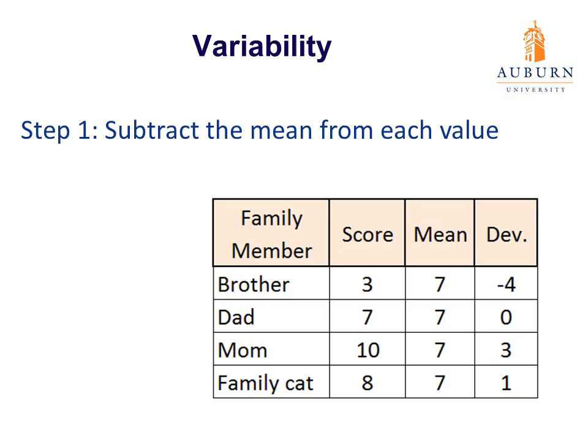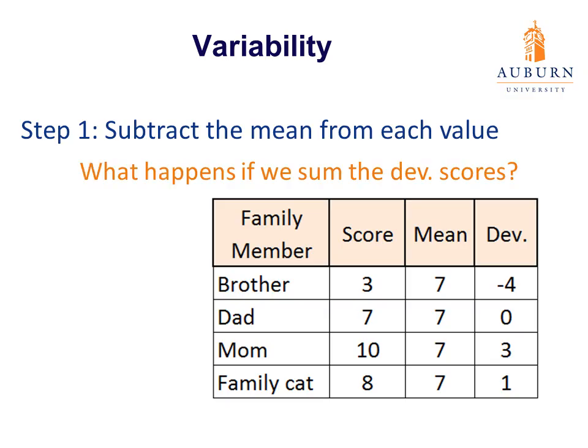And so we have a column of deviation scores that represent the subtraction of the mean from each of the values. Take a moment and pause the video and add up all of the deviation scores. So in other words, what happens if we sum the deviation scores?